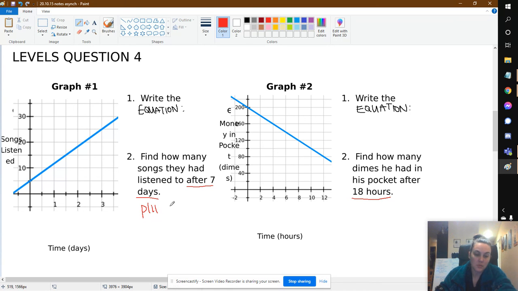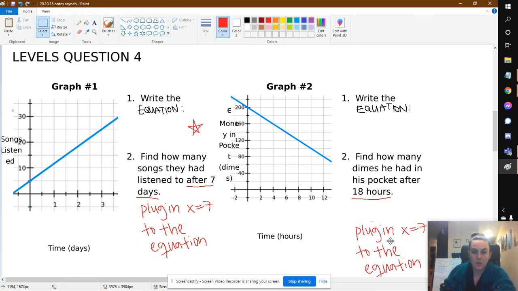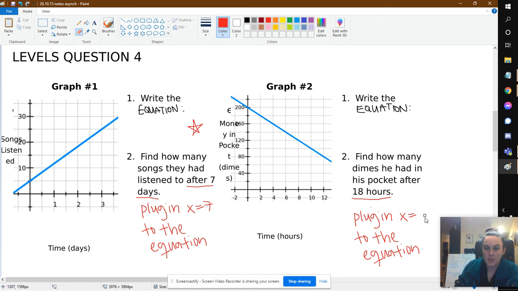The process is you're going to plug in x equals 7 to the equation that you make up here. And then over here, copy paste. We're not going to plug in 7. We're going to plug in, you guessed it, 18. So this is how you answer these number 2s for the graph question. You make an equation, and then when you want to find after 7 days, after 18 hours, after x equals something, you just plug in x to that equation.